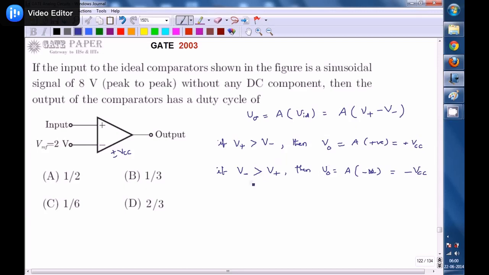And duty cycle is defined as T on divided by T on plus T off.